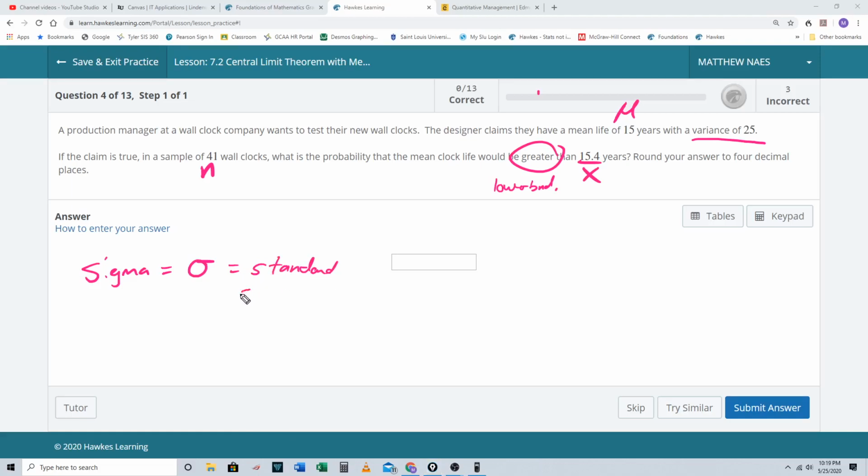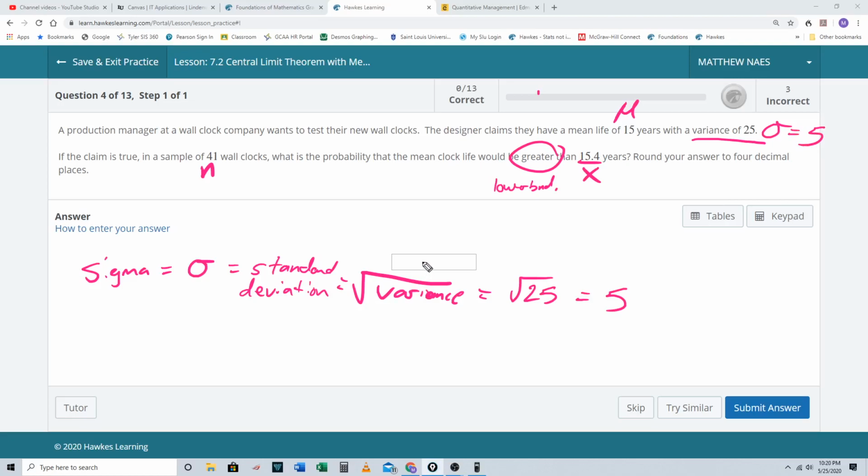Standard deviation is equal to the square root of variance. Now sometimes it's really easy. The square root of 25 is 5, so that is your sigma. Sigma equals 5.